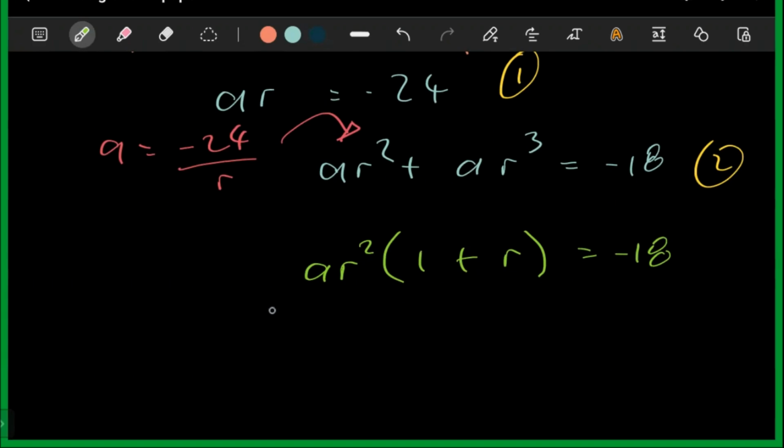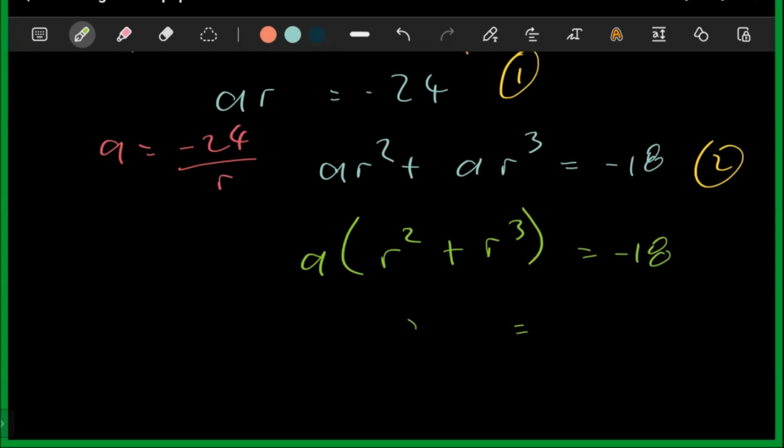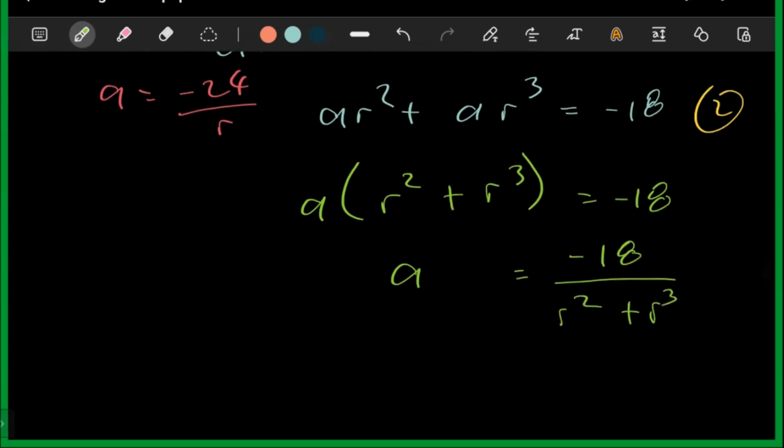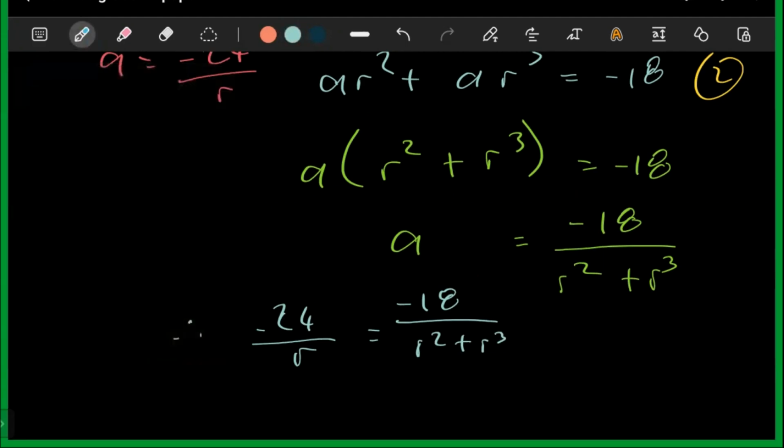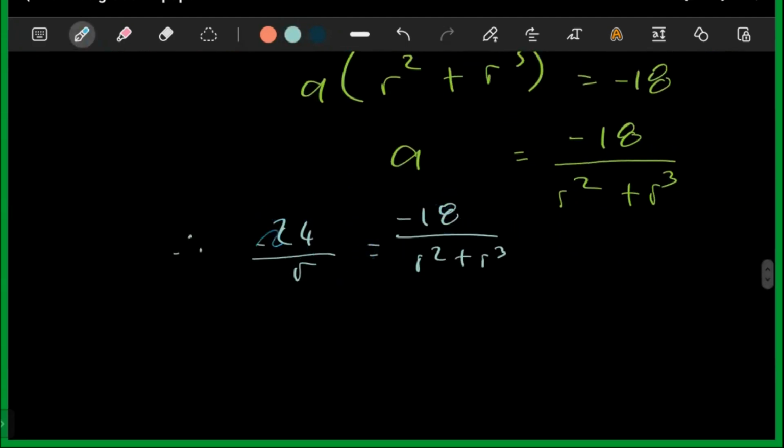Let's isolate a here also. So here we've isolated a in the first equation. Let's isolate a also here by taking out a as a common factor. r squared plus r to the power of 3. The value of a is like -18 over r squared plus r to the power of 3 if you divide. So you can make the a's equal to each other. Therefore, -24 over r is equal to -18 over r squared plus r to the power of 3. Here you don't want to get an LCD. Just cross multiply to get rid of fractions, since it's a fraction on one side of the equation and another fraction on the other side.